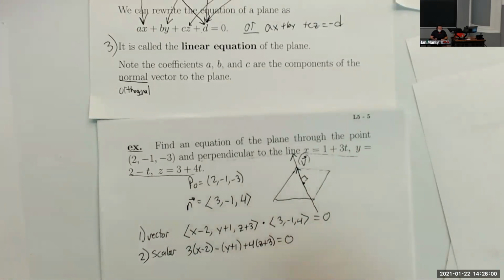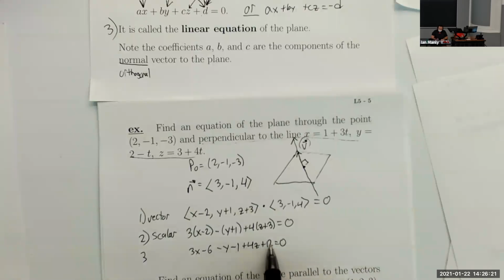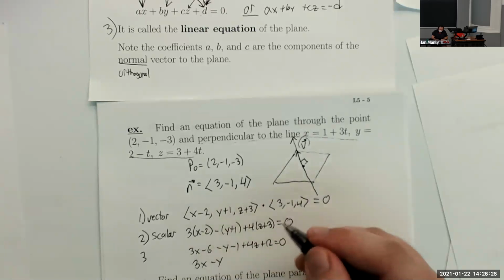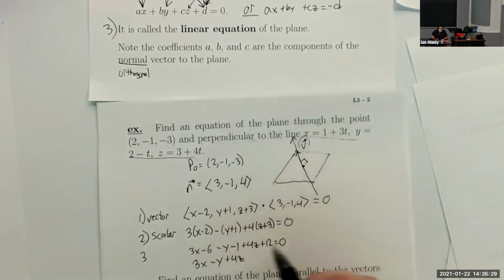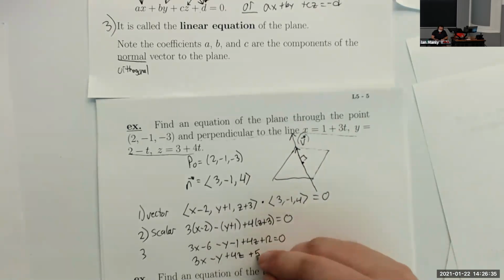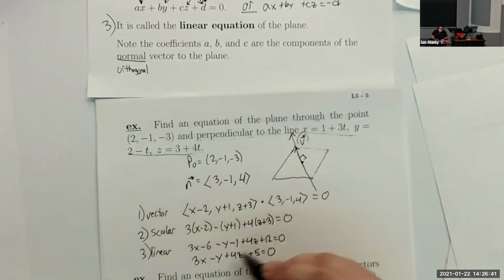All right, and then our final equation type was the linear equation. And that comes from just distributing everything here. So I have 3x and then -6 minus y minus 1 from here, and then 4z plus 12 right here. So if I combine all of these constants together, I have 3x minus y plus 4z. Let's see, I have -6, -1, and 12. That sounds like 5 to me. So there we go. This is our linear equation for the plane.